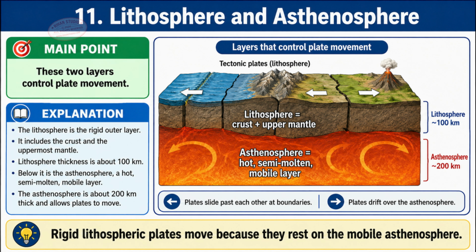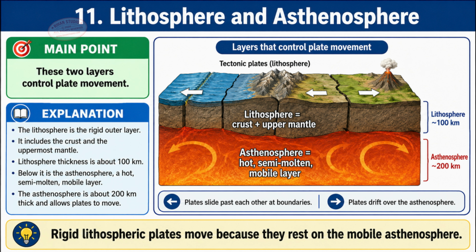Lithosphere and Asthenosphere. These 2 layers control plate movement. The lithosphere equals crust plus upper mantle, rigid outer layer, approximately 100 kilometers. Below it lies the asthenosphere, a hot, semi-molten, mobile layer, approximately 200 kilometers, that allows plates to move. These 2 layers explain how plates move.